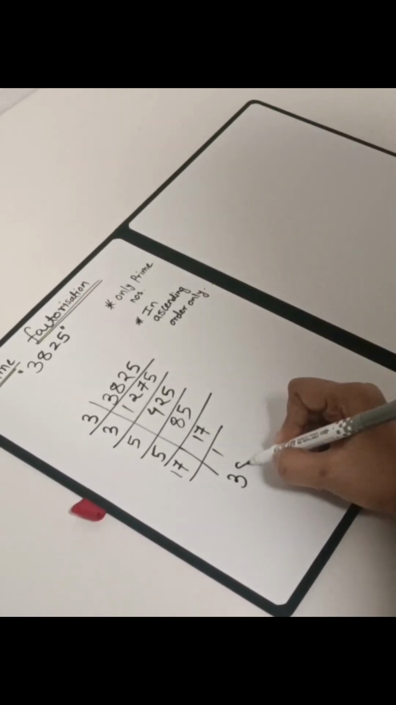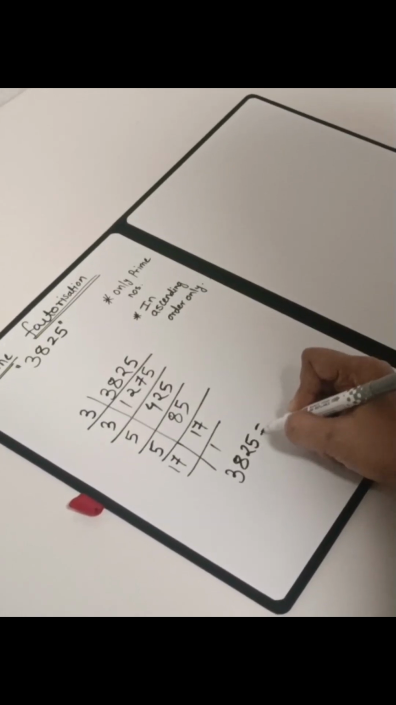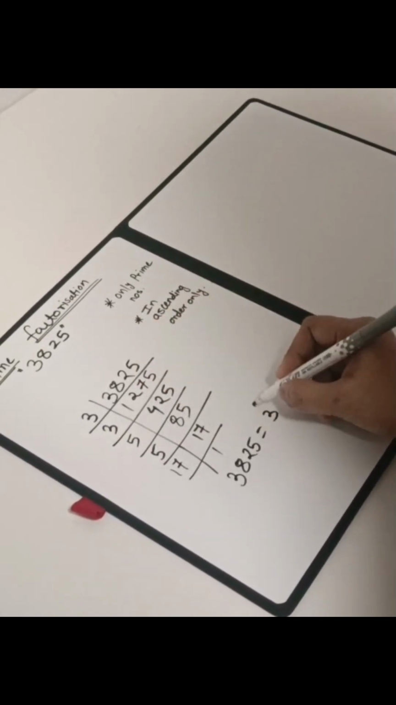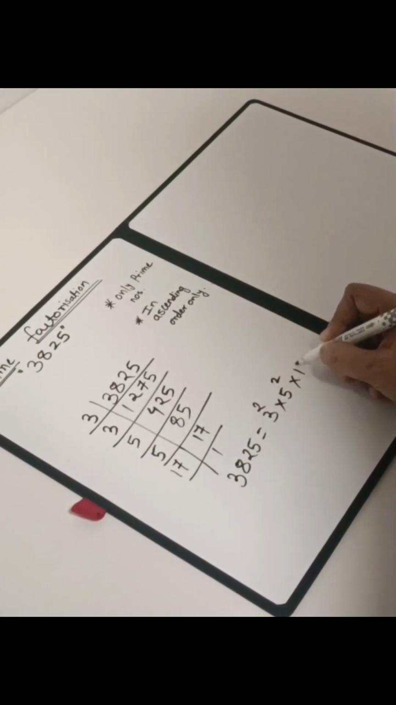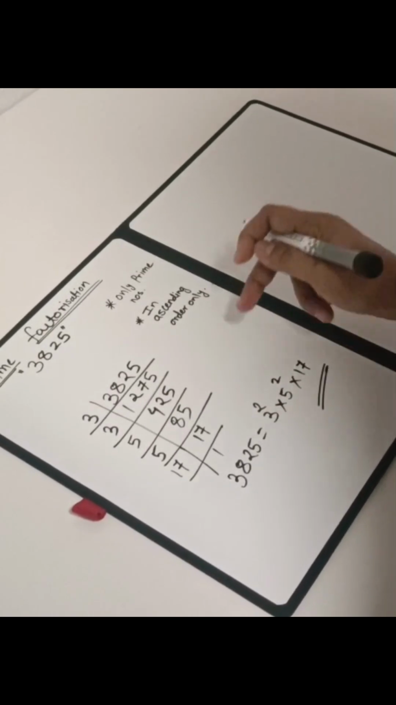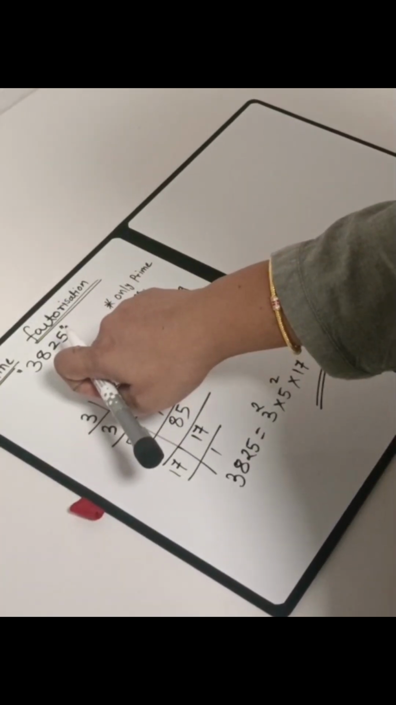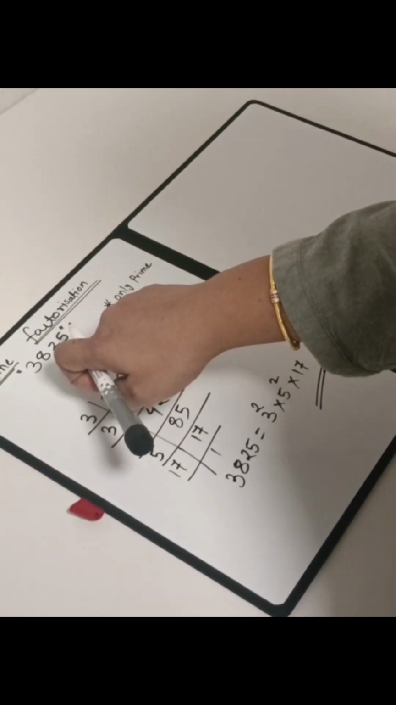So prime factorization of 3825 is 3 two times, therefore 3 squared, 5 two times, therefore 5 squared, into 17. This is the prime factorization of the number 3825. I hope you have understood.